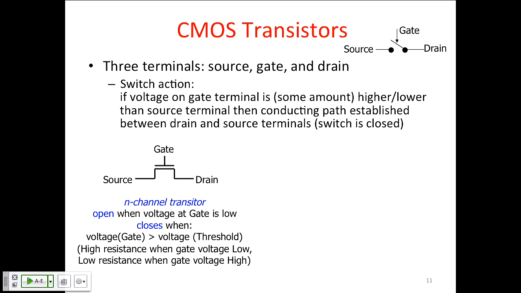I said there were 2 kinds. This is an N-channel transistor. An N-channel transistor, when the gate voltage is a 1, the source and drain are connected. When the gate voltage is a 0, they're disconnected. Okay.